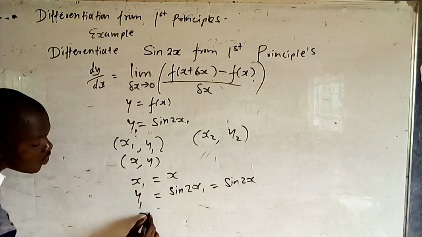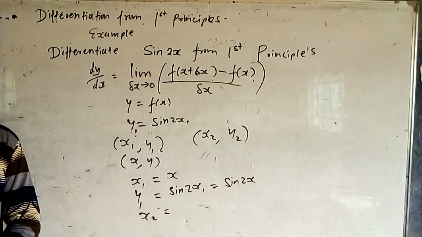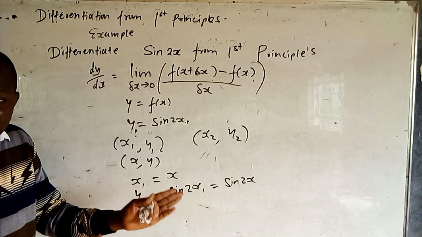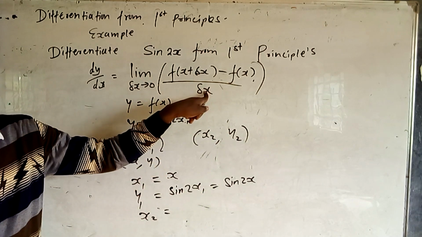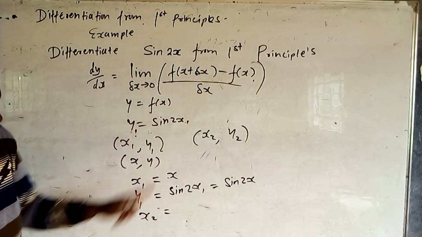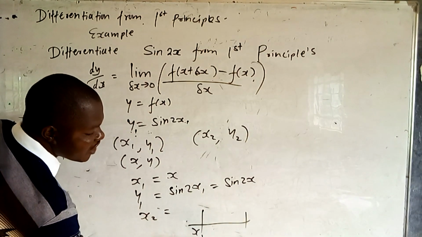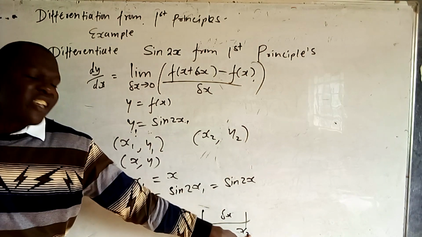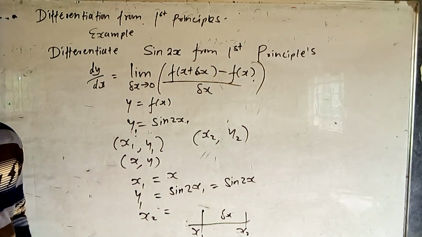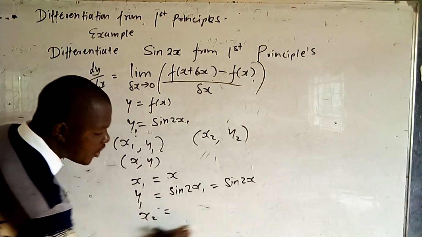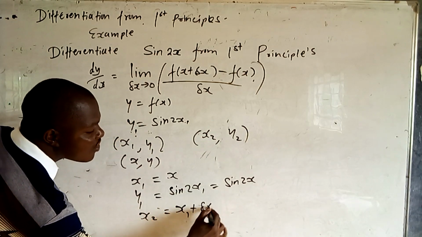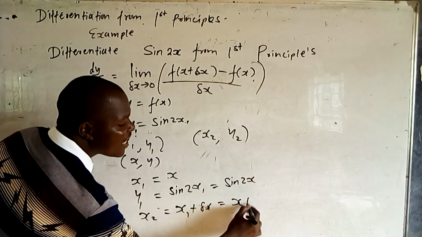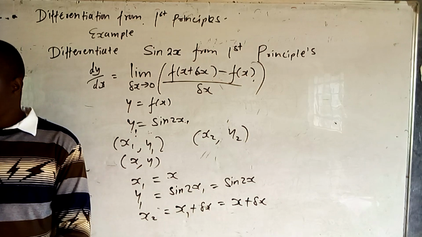Then you now move. What is x2? For you to reach x2, you are moving from x1 to x2, meaning there is an interval between them, and that interval is the small change. So if this is your curve, and this is x1 and this is x2, there is a small change in x between them. So x1 plus this small change in x gives you x2. So x2 is x1 plus the small change in x. But x1 you know is x, so x2 is just x plus the small change.